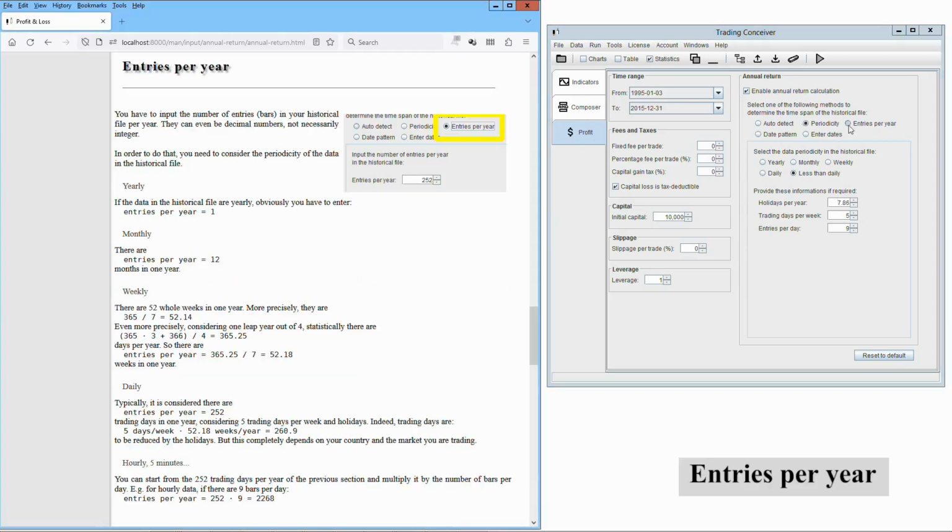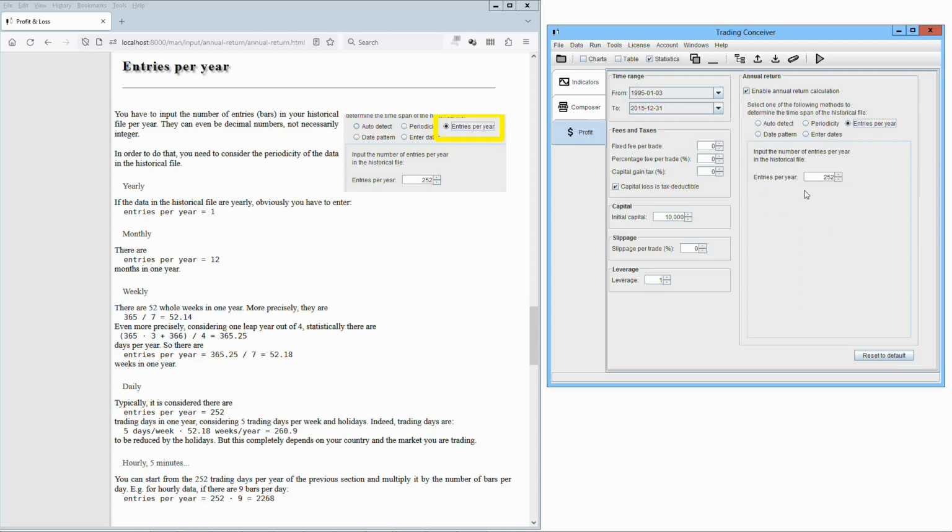In the entries per year pane, you have to input the number of entries, or bars, in your historical file per year. They can even be decimal numbers, not necessarily integer. In order to do that, you need to consider the periodicity of the data in the historical file. If the data in the historical file are yearly, obviously you have to enter entries per year 1. If your data are monthly, there are 12 months in 1 year, so enter 12.